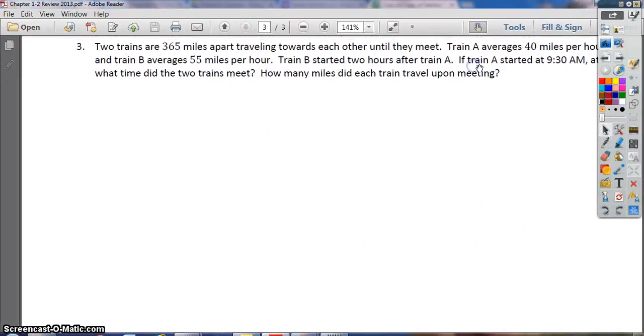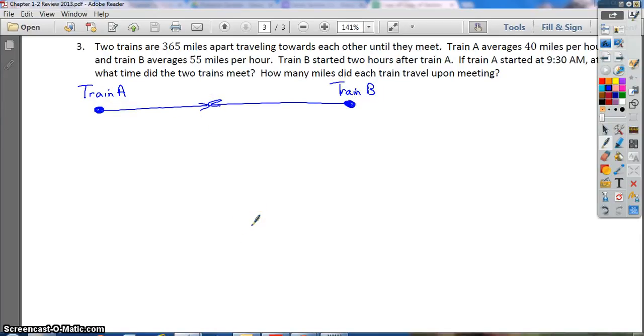And the last one, which is pretty much one that everyone loves. It's a little difficult, but everybody loves train problems. So this is the station train A is leaving from. This is the train station that train B is leaving from. Now they do say these trains are traveling towards one another. Okay? And we do know that this total distance is 365 miles.